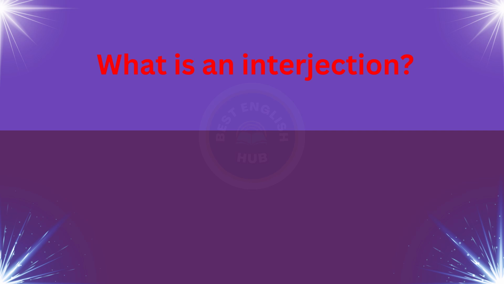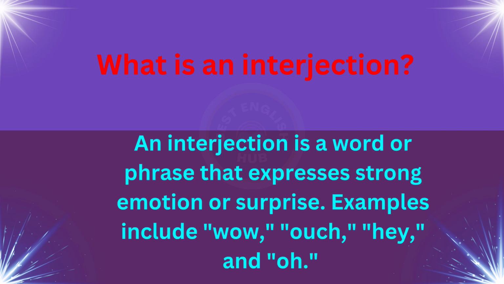What is an interjection? An interjection is a word or phrase that expresses strong emotion or surprise. Examples include wow, ouch, hey, and oh.